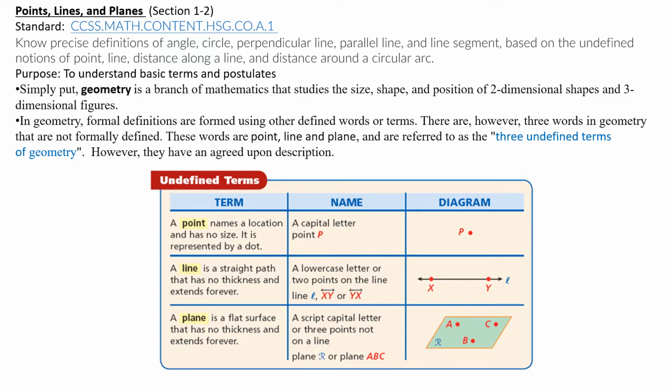A line is a straight path that has no thickness and extends forever. It is identified by a lowercase letter, like this L, or by 2 points on the line, like XY or YX. Please note that there is a line over the top of it, so it indicates it's a line. A plane is a flat surface that has no thickness and extends forever, kind of like a sheet of paper if it were non-stopping. It is identified by a script capital letter or 3 points on the plane that don't all line up in a single line.